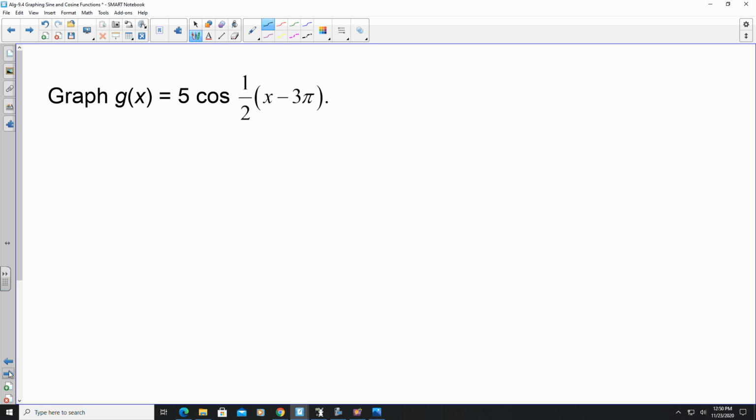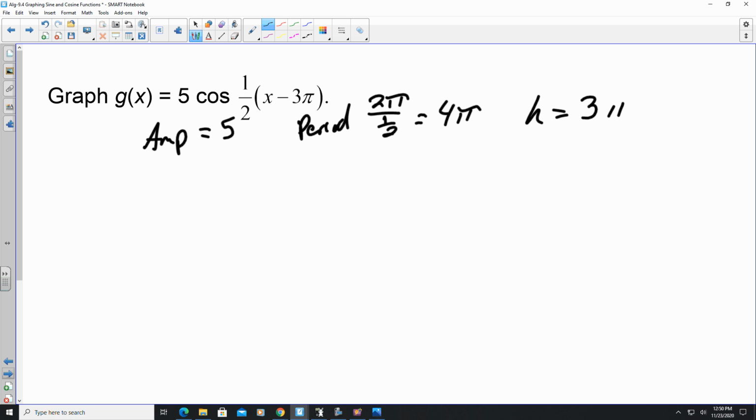In this situation, we have cosine. So A is 5, so that means my amplitude is 5. My period comes from 2 pi over 1/2, which makes it 4 pi. And in this particular instance, now we have a horizontal translation where h is 3 pi. Remember, it's always the opposite of how it appears.